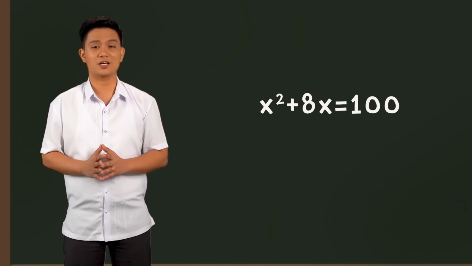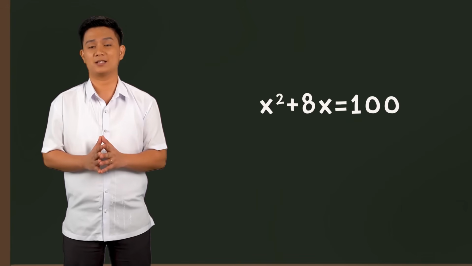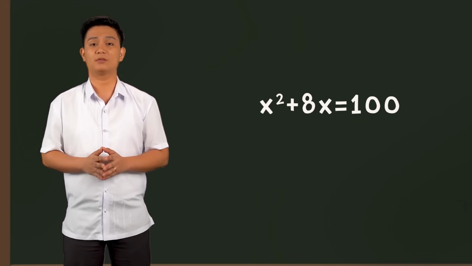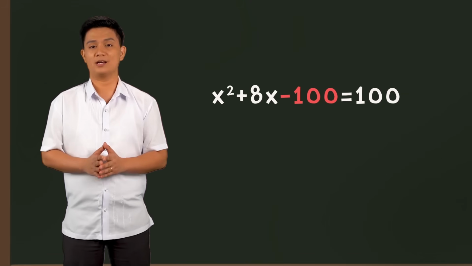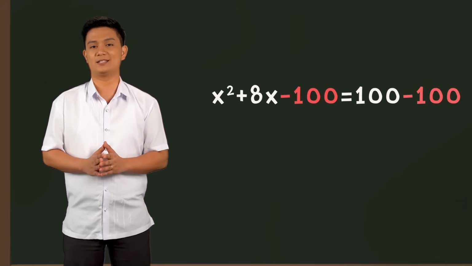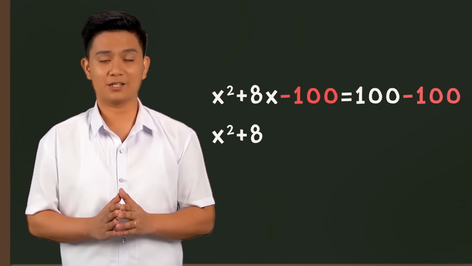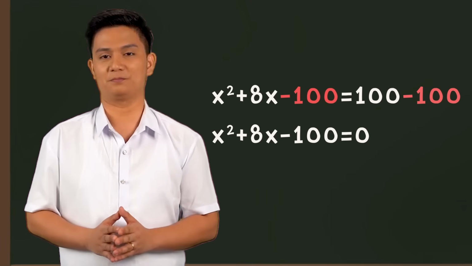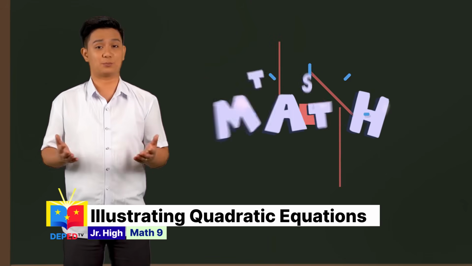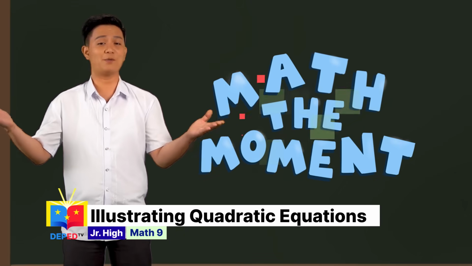Obviously, the equation is quadratic since the highest exponent of the variable x is 2. Now, let's write it in standard form by applying the subtraction property of equality. The resulting equation is x squared plus 8x minus 100 equals 0. Alright, it's time to practice the skill we have just learned. We say, math the moment.